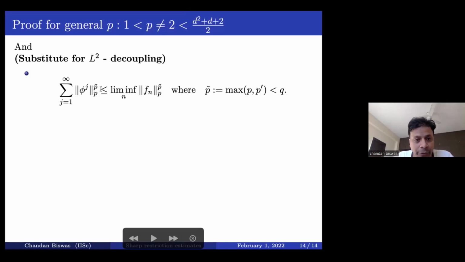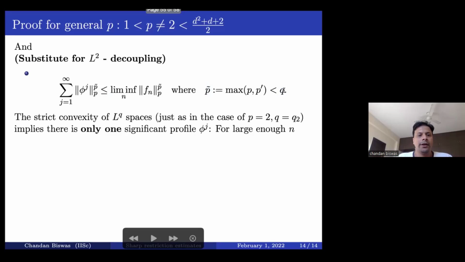I want to mention that this is important: the constant in this inequality is 1. This is very important. And also that p tilde is strictly less than q. We can think of this as almost LP decoupling. The strict convexity of LQ spaces, just as in the case of p equals 2 and q equals 2, implies that there is only one significant profile. Although, remember, we have countably infinitely many profiles, it turns out that there is really just one profile and every other profile is just part of the error, which is negligible.